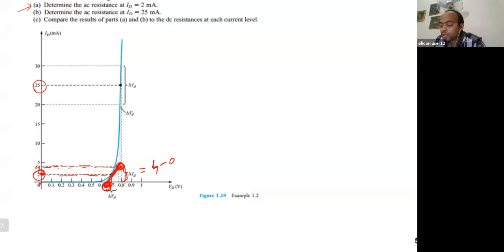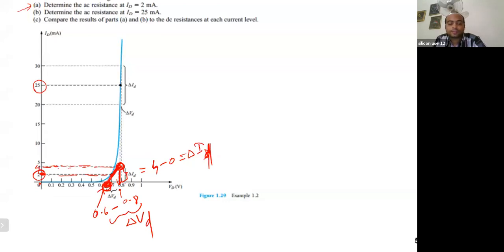Similarly, to find delta VD, I'll put a perpendicular from this point, and it is, let us say, cutting this line at 0.8, and this point is, let's say, 0.6. So this difference, 0.8 minus 0.6, is equal to your delta VD, and this one is your delta ID. Now once you get delta VD and delta ID, just divide them to get the AC resistance.